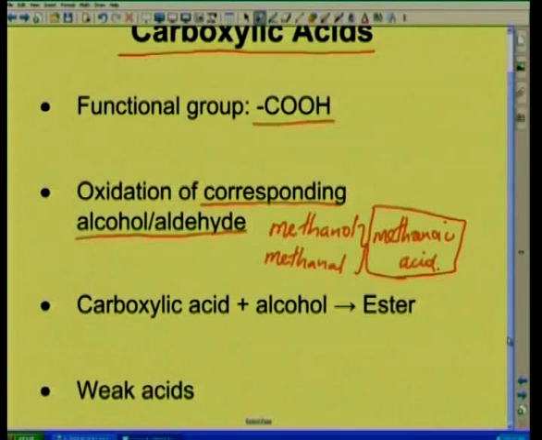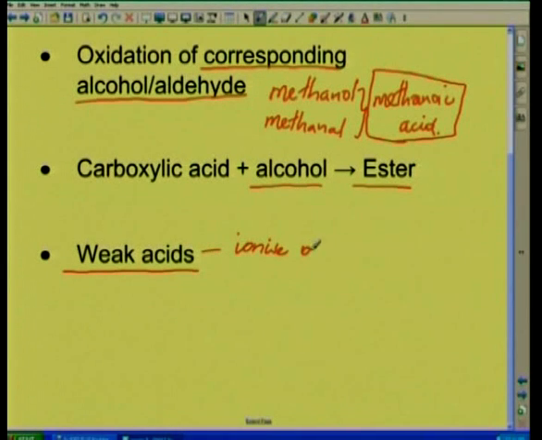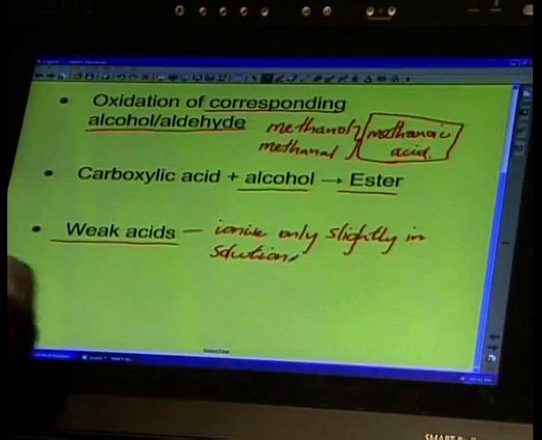These carboxylic acids, if you react them with alcohols, give you an ester. And they are called weak acids. Why? Because they ionize only slightly in solution. They don't ionize fully, so hence we call them weak acids. Things like vinegar: vinegar is an acid, a weak acid.